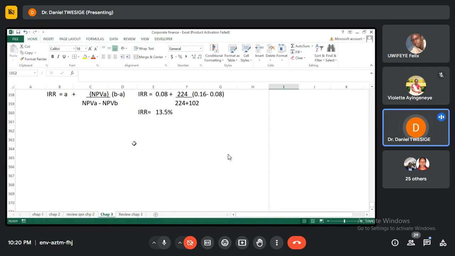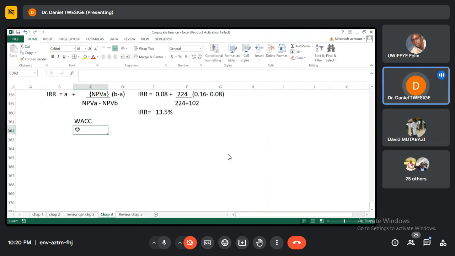So now we have already got our cost of each source. What is now remaining is to get our WACC. So what is going to be our WACC? Now, there are different ways. Sometimes a question can ask you to get the book value, or sometimes to get the market value. But if the question is silent, compute the WACC using the market values.